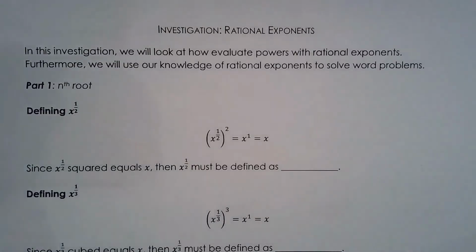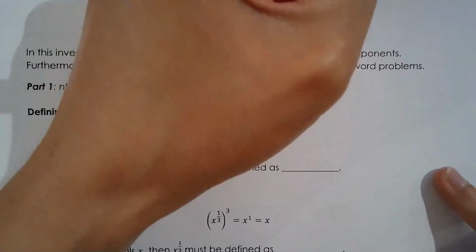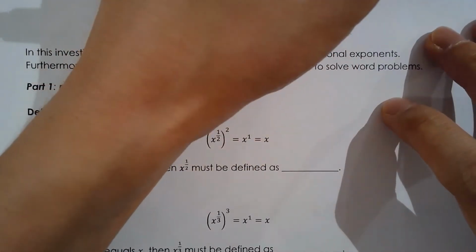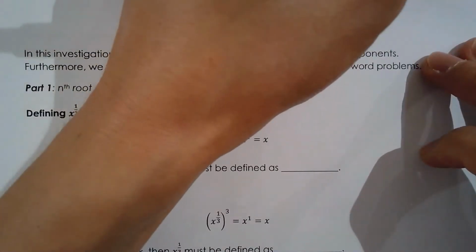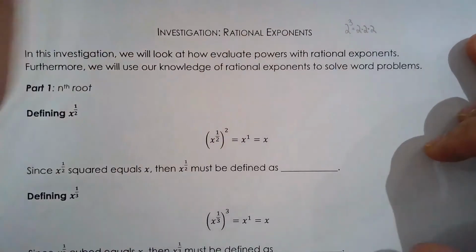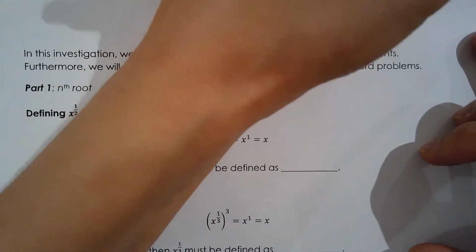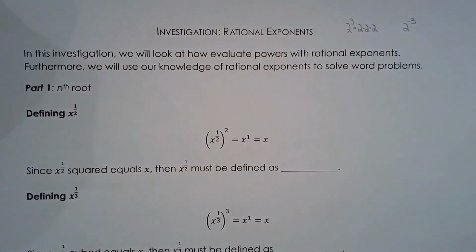In this lesson, we will work on rational exponents. Before we talk about rational exponents, we should really review positive and negative exponents. Let's do 2 cubed, for example. A positive exponent means you're repeatedly multiplying, so 2 cubed is 2 times 2 times 2. Whereas a negative exponent means you are repeatedly dividing, so you're dividing by 2, dividing by 2, dividing by 2.